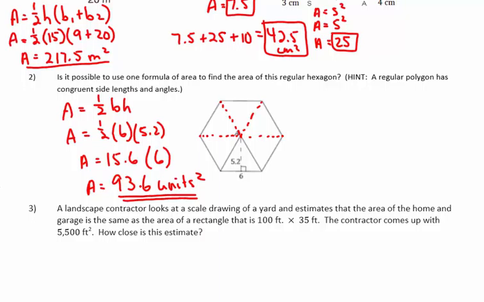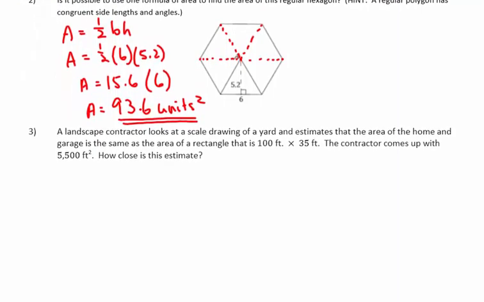Again, we could break it into pieces. Number 3, a landscape contractor looks at a scale drawing of a yard and estimates that the area of the home and the garage is the same as the area of a rectangle that is 100 feet by 35 feet. He comes up with 5,500 feet. How close is this estimate? I'd like you to try that question. Notice it's a rectangle and we're using area, and see if he is close or not.